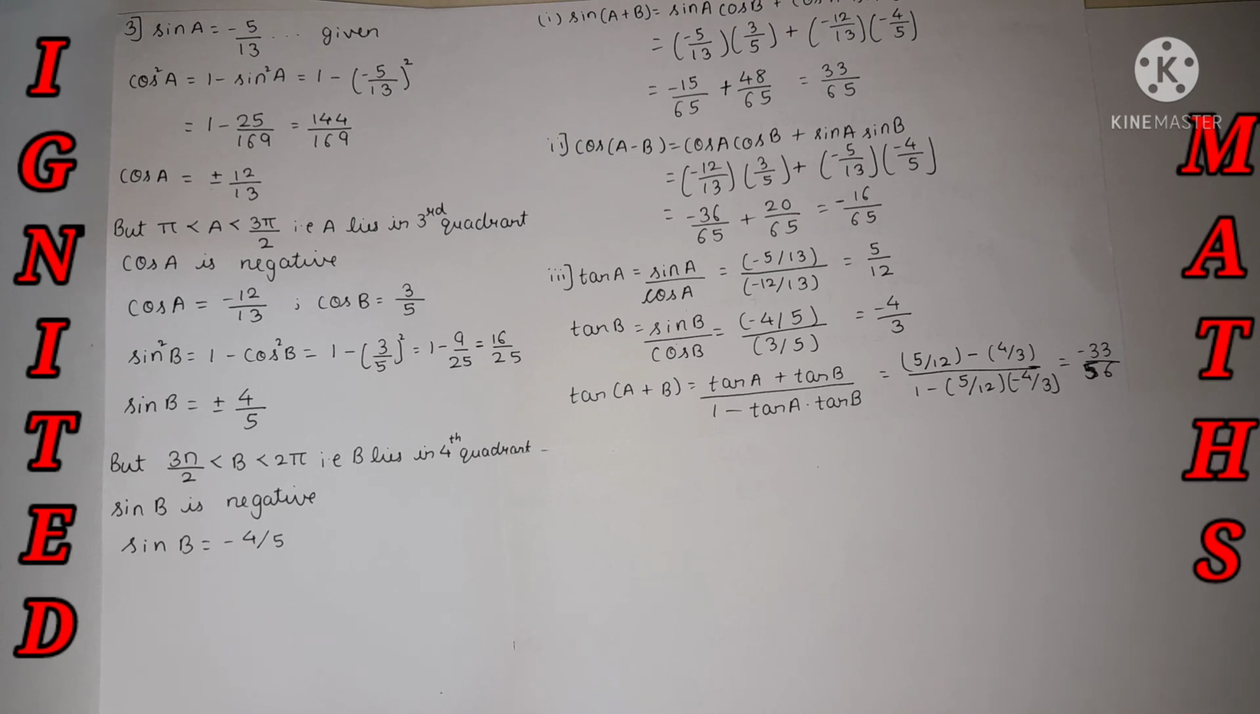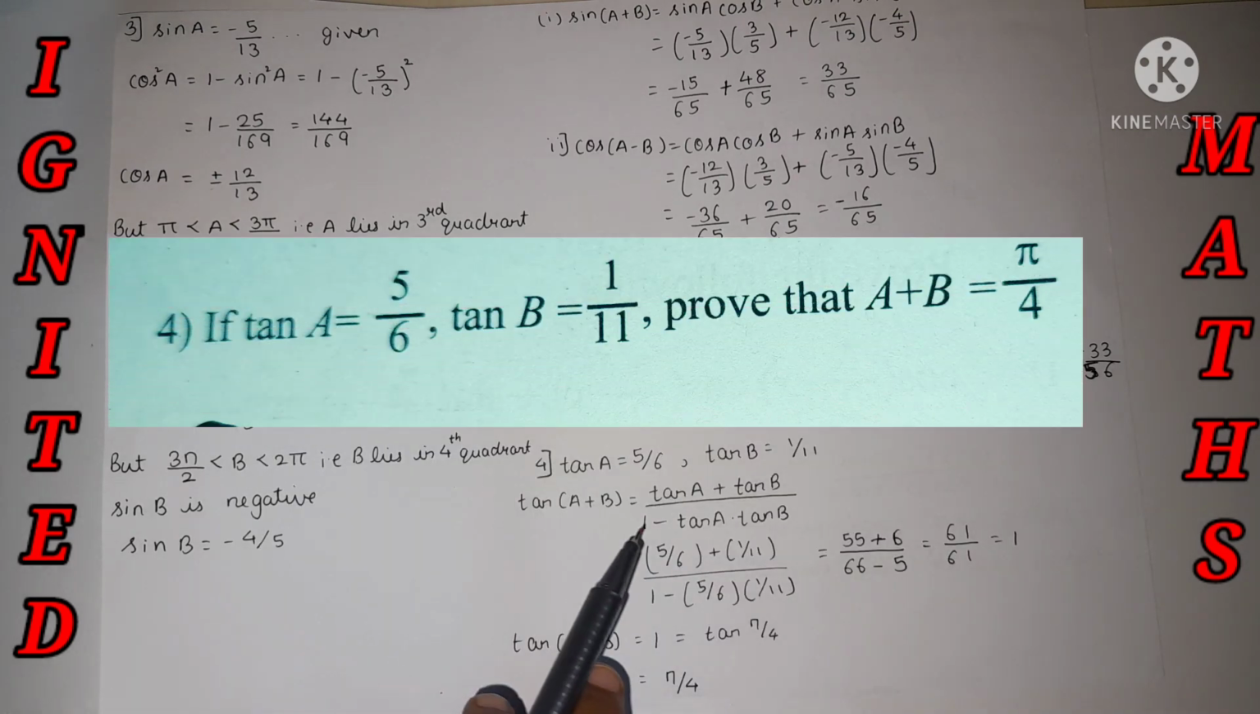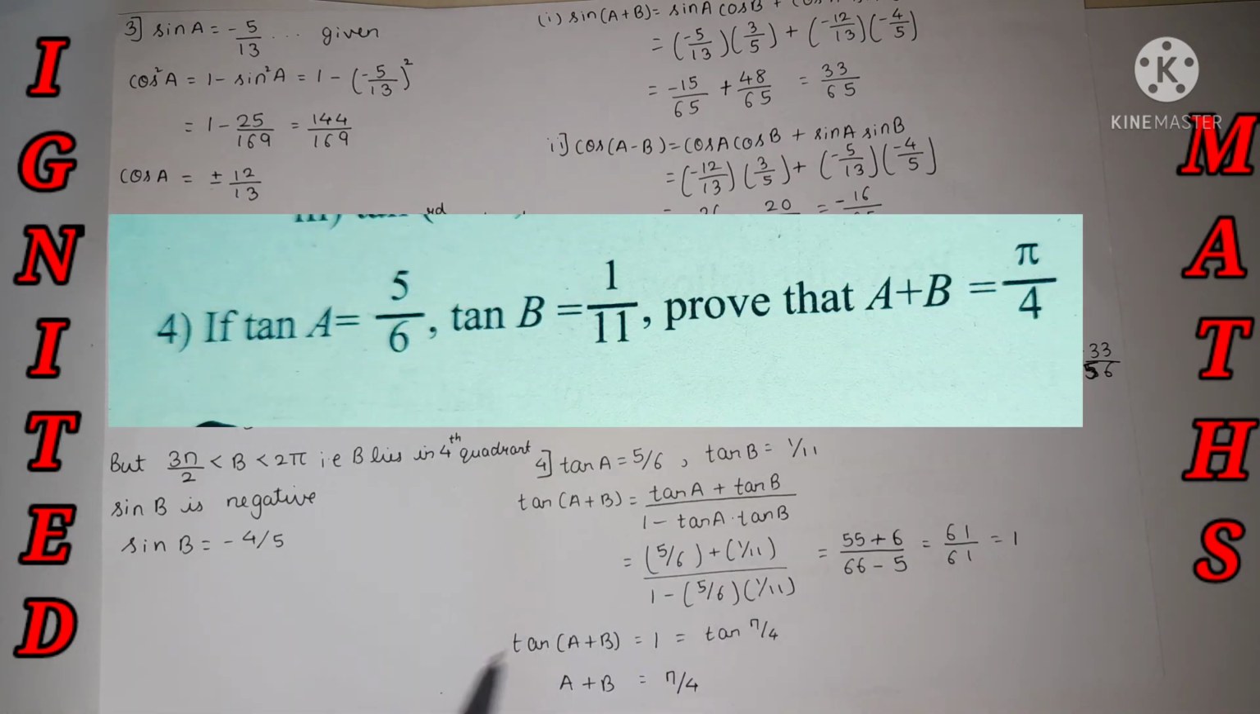Yes, now let's take the fourth main question. They have given tan of A is equal to 5 by 6 and tan of B is equal to 1 by 11, and prove that A plus B is equal to pi by 4. It seems unrelated because there is no relation from the given question, and prove. Yes, still we'll just prove it. We'll just see it over here.